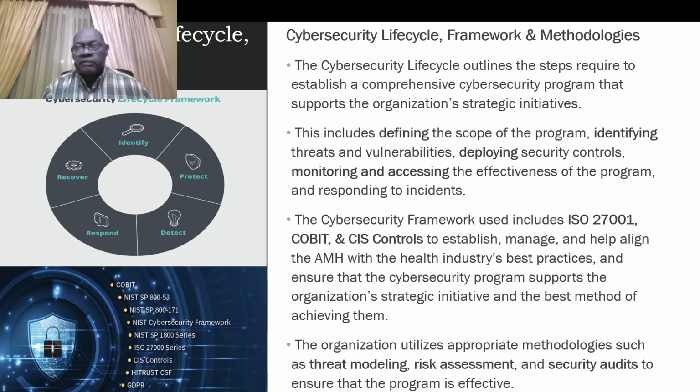The cybersecurity framework uses ISO 27001, COBIT, and CIS controls to establish, manage, and help align the hospital with the health industry best practices and ensure that the cybersecurity program supports the organization's strategic initiative. The organization utilizes appropriate methodologies such as threat modeling, risk assessment, and security audits to ensure the program is effective.